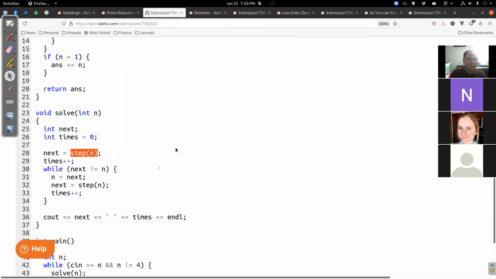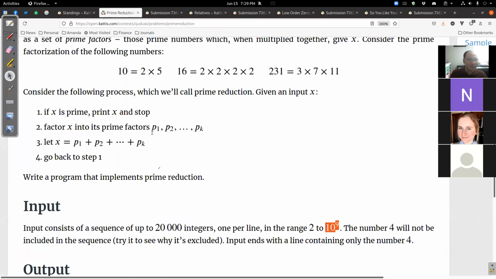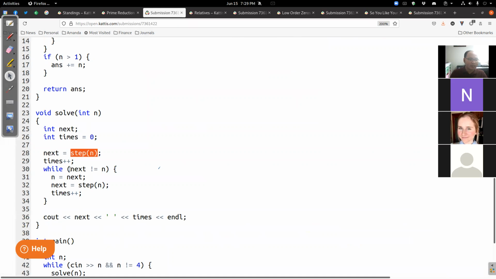And step n does exactly one step here. It takes a number, factors it into the prime factors, and adds them. As long as the number is not 4, the only time where a number, when I go through this process, gives me exactly the same number as I started with is if the number is prime. If a number is prime, then when I do the prime factors, I'll just get one of them. When I add them up, I get itself back. So I'm using this test to say that if the number that I have is exactly the output of step, then it means that the number is prime.